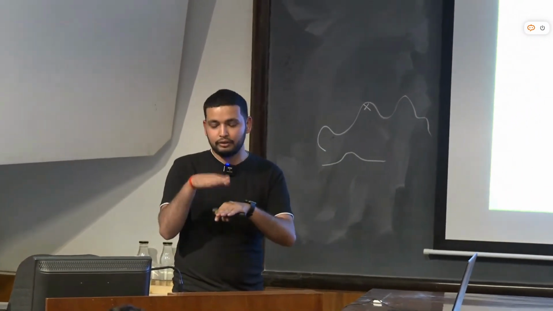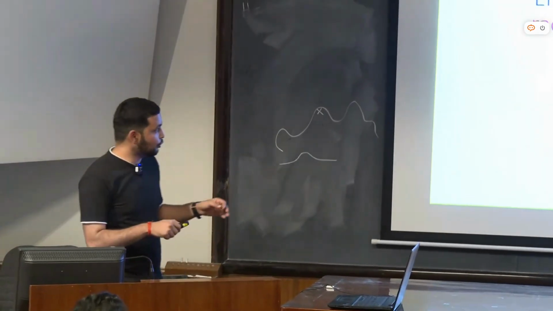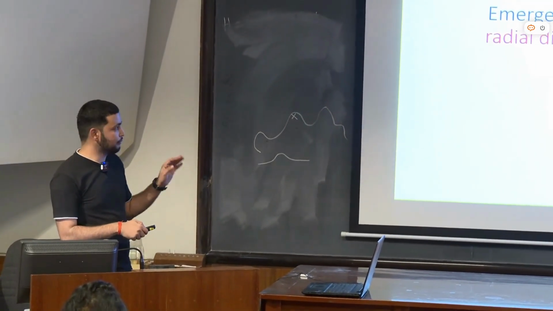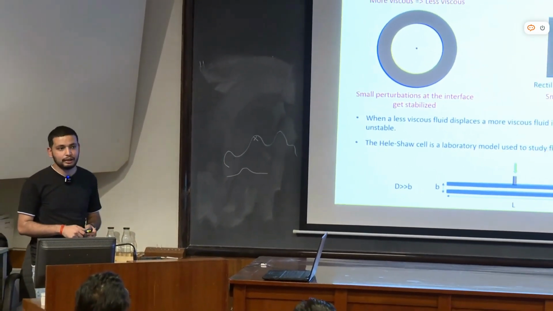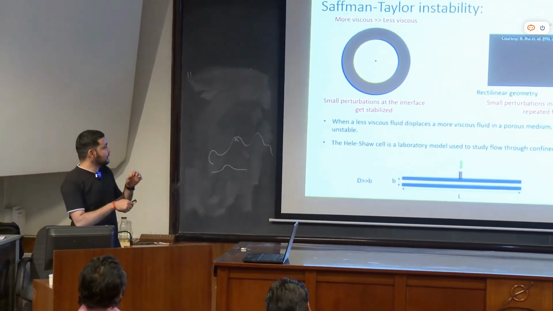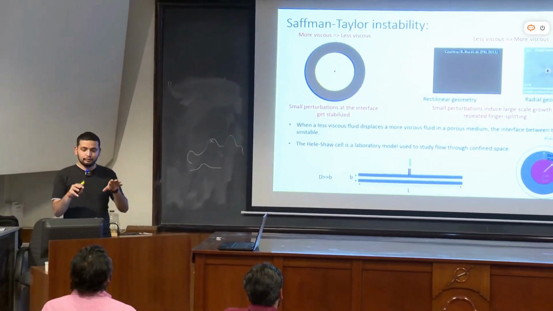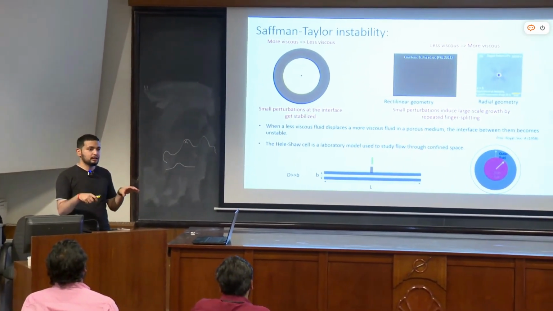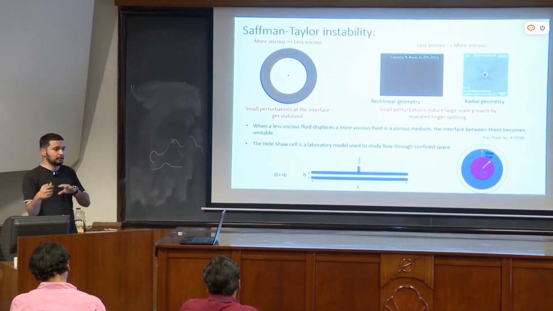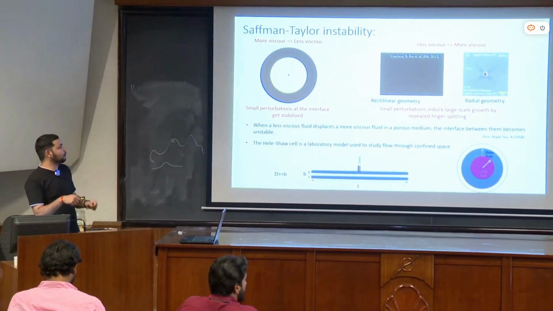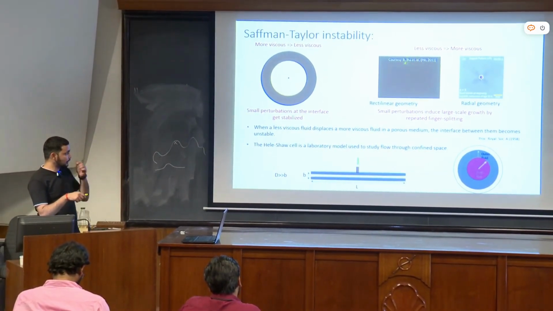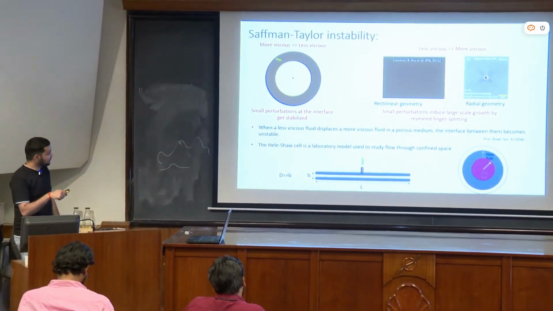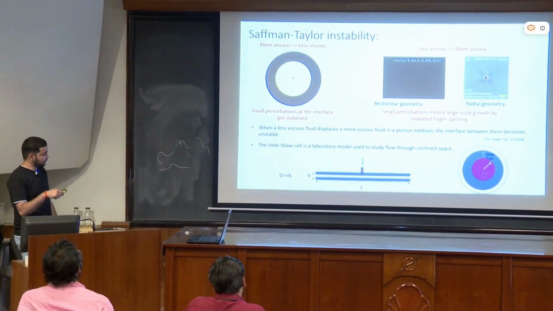In the first case, when you are using the more viscous fluid, which is here yellow, to displace the less viscous one, you will see that this circle is a growing circle. That means that any perturbation at the interface will get stabilized. But on the other hand, if you displace a more viscous fluid by a less viscous one, then an interesting thing happens. Here you can see that all the perturbations grow, and they induce this large scale growth and repeated tip splitting also.